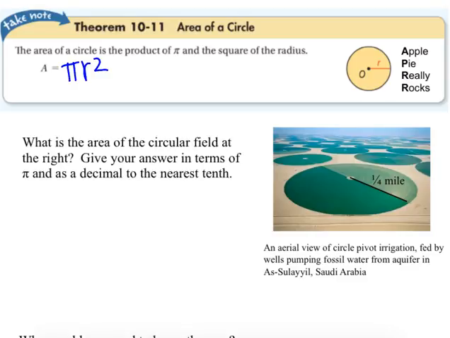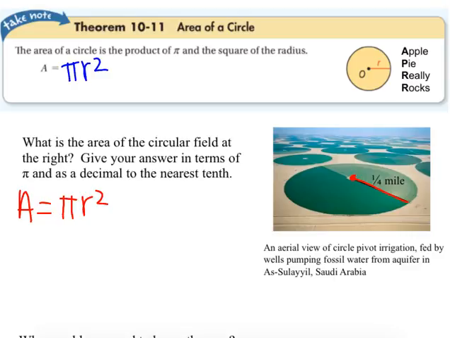Okay, so let's try an application of finding the area of a circle. It says, what is the area of the circular field at the right? Give your answer in terms of pi and as a decimal to the nearest 10. So, in our picture here, they're telling us that our radius is a 1/4 mile. So I know my formula equals pi r squared.